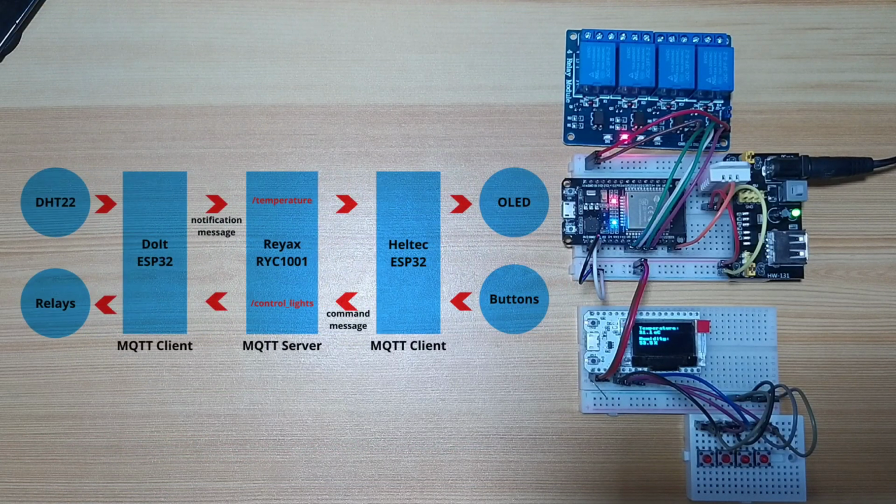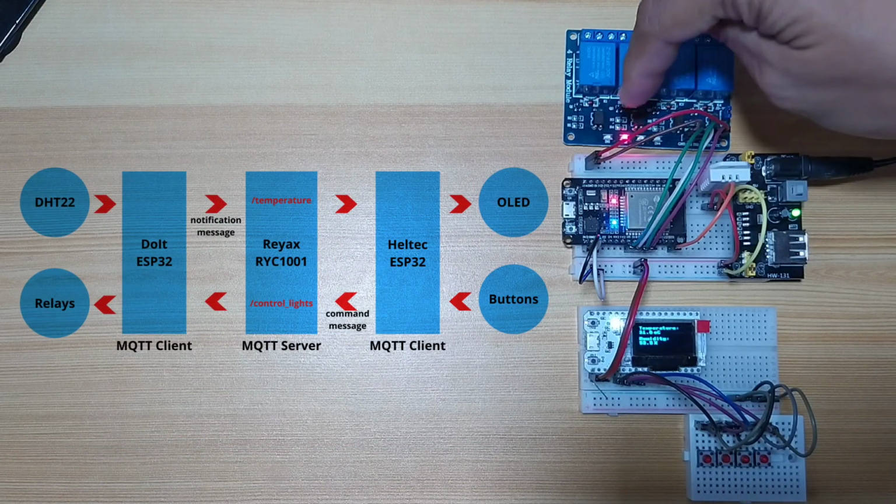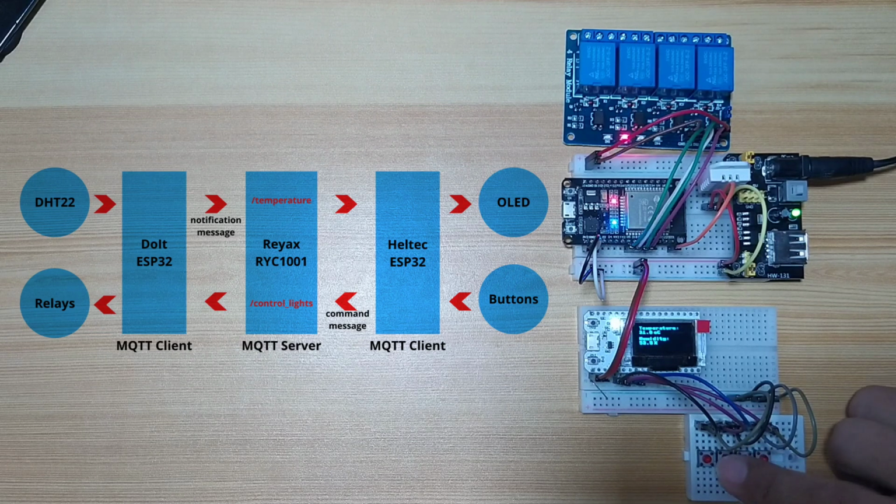Let's further explore it. We can turn off the number 2 relay. Turn on the relay 1 and relay 3.